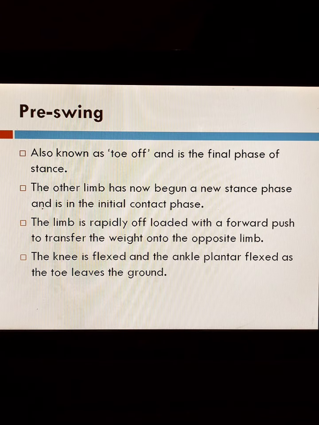Pre-swing, also known as toe-off, is the final phase of stance. The other limb has now begun a new stance phase and is in the initial contact phase. The limb is rapidly offloaded with a forward push to transfer the weight onto the opposite limb. The knee is flexed and the ankle plantar flexed as the toe leaves the ground.